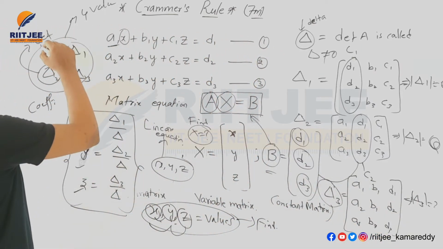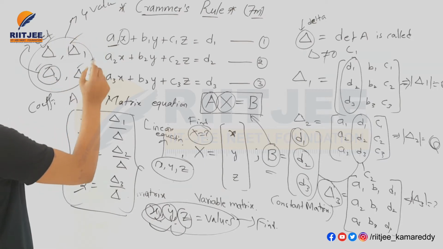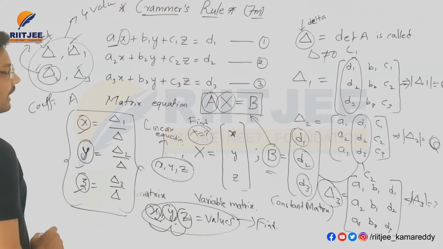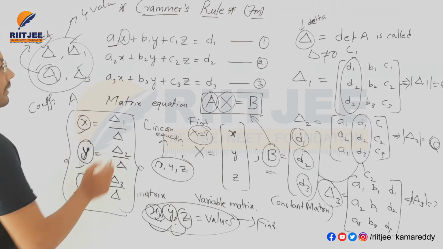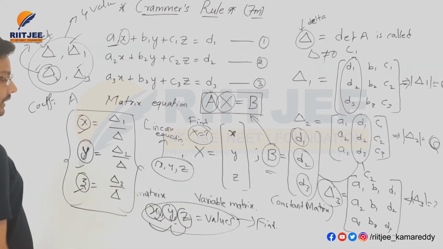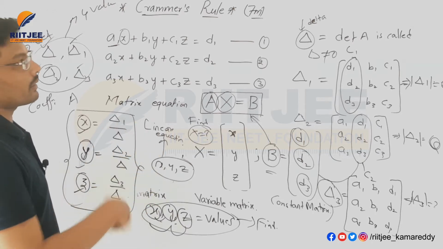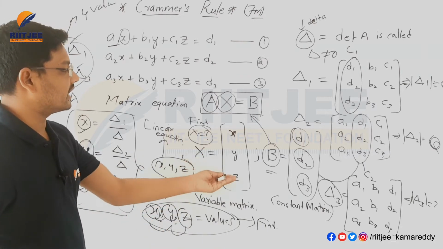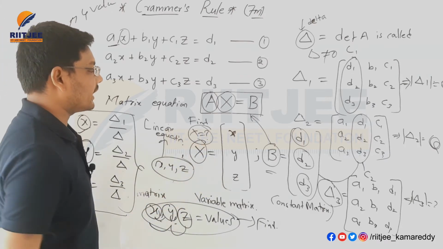After getting the values of delta 1, delta 2, delta 3, we get the x, y, z values. x is delta 1 by delta, y is delta 2 by delta, and z is delta 3 by delta. These are all about Cramer's rule. After getting these values, we can substitute the values of x, y, z in the capital X variable matrix.